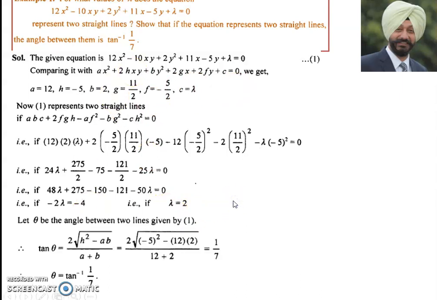And how do we find theta? Tan theta is equal to, the formula is, 2 times root of h² − ab over a + b. So I put the value of h, the value of a, and the value of b. So 2 into root of (−5)², that is 25, minus 24, that is 1, by 12 + 2, that is 14, so 2 by 14, 1 by 7. So theta is equal to tan inverse 1 by 7.